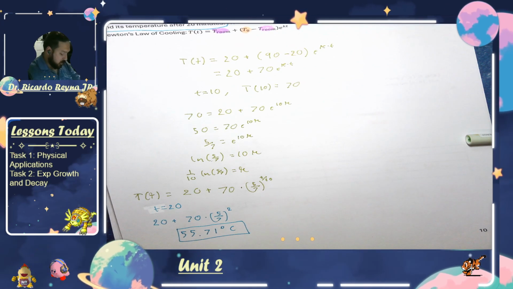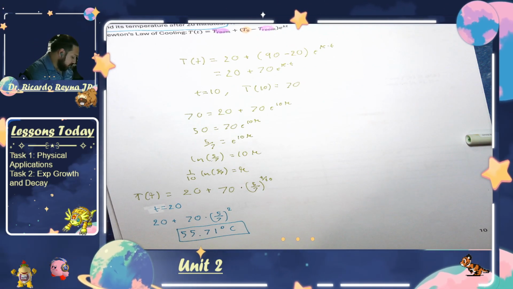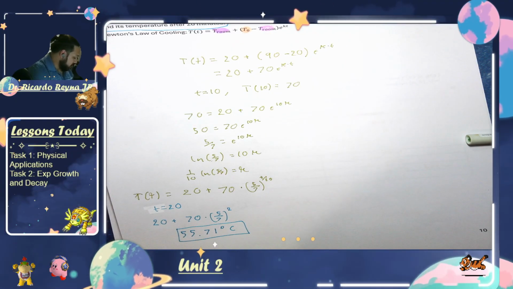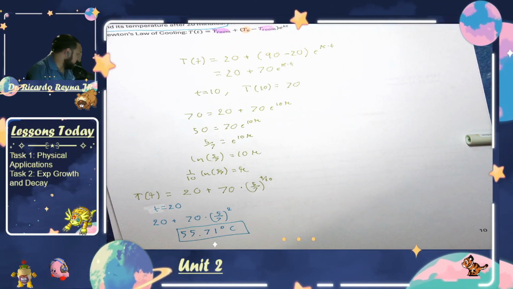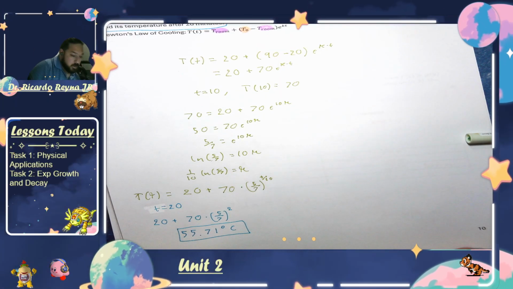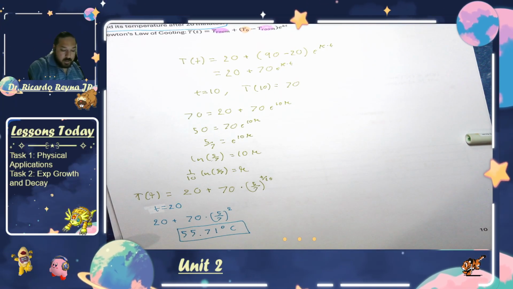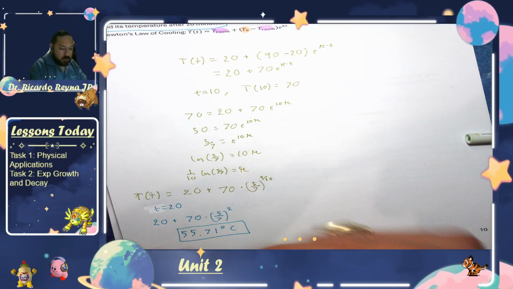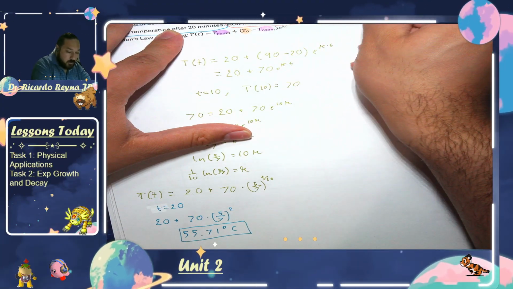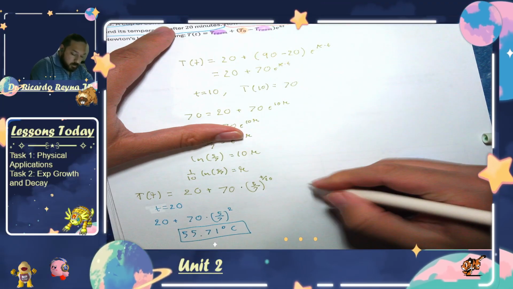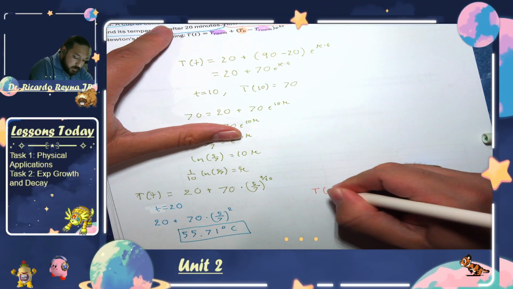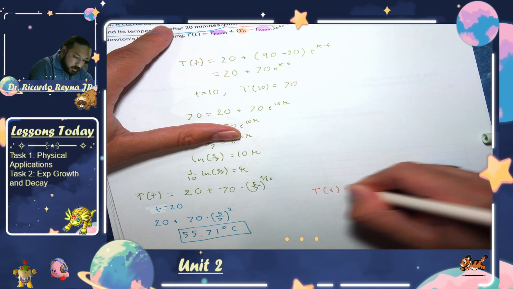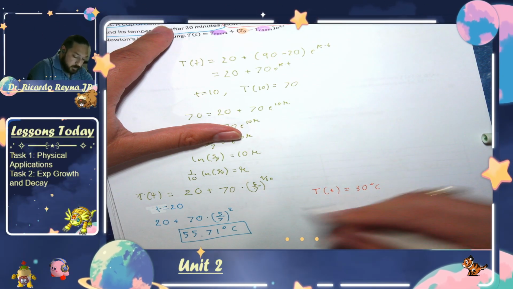And that's my answer. Let me check my answer sheet. Yes. All right, next one. How many minutes will it take the cup to reach 30 degrees? So this one, you're solving for t. So you're doing when T of t is equal to 30 degrees Celsius.